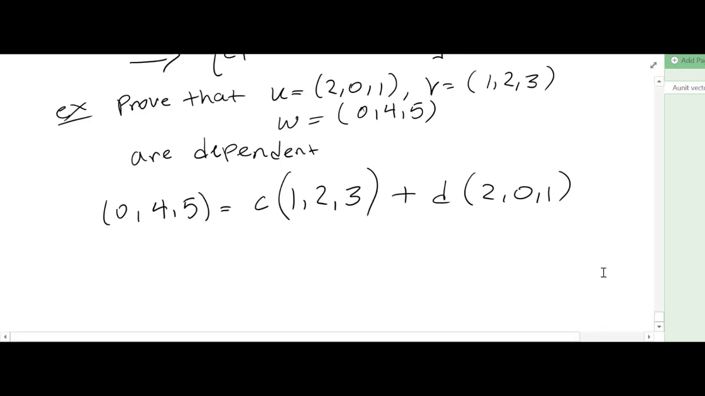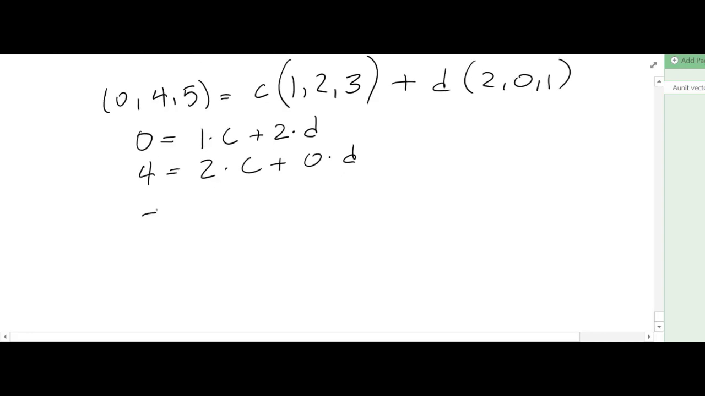If we write out each component separately, this means that 0 has to be 1 times c plus 2 times d. 4 is 2 times c plus 0 times d, the second component, and 5 is 3 times c plus 1 times d. So we want to solve this for c and d. Since we have 3 equations and 2 unknowns, they won't necessarily have a solution, in which case they are independent. But since I said prove they're dependent, it's probably going to work out, because I designed it that way.